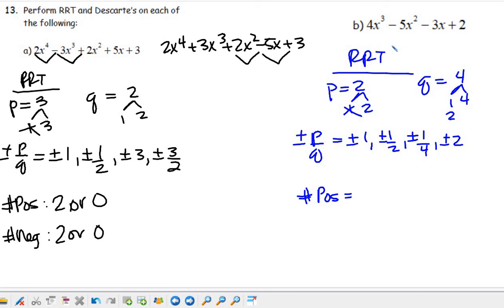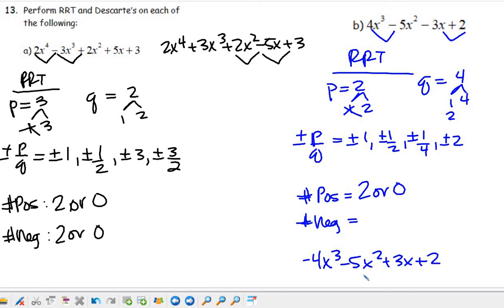So my number of positives, I have 1, 2. My number of negatives would be negative 4x cubed minus 5x squared plus 3x plus 2, and I only have one sign change. So I only have one possible negative.